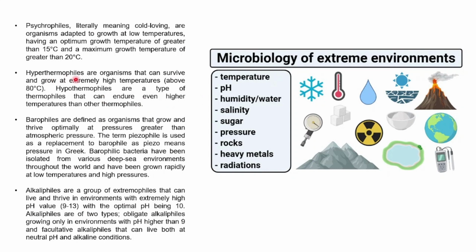Next we'll move to hyperthermophiles. Thermo means temperature, hyper is like extreme. So hyperthermophiles are organisms that can survive and grow at extremely high temperatures above 80 degrees Celsius. Okay. And hyperthermophiles are a type of thermophiles that can endure even higher. We call them thermophiles, and if we add hyper to it, that means these are even more tolerant to temperatures. Their optimum growth temperature is 80 degrees Celsius, and they're capable of withstanding very high pH and high pressure as well. They mostly are found in hot springs and boiling steam vents where even moderate thermophiles cannot grow. They mostly belong to the archaea group, with very few species belonging to the bacterial group. Archaea can survive quite well in these extreme environments.